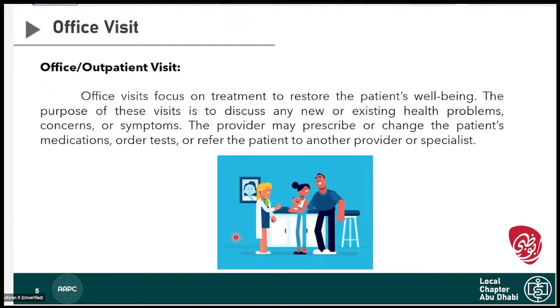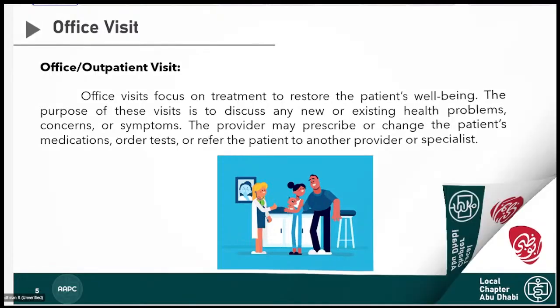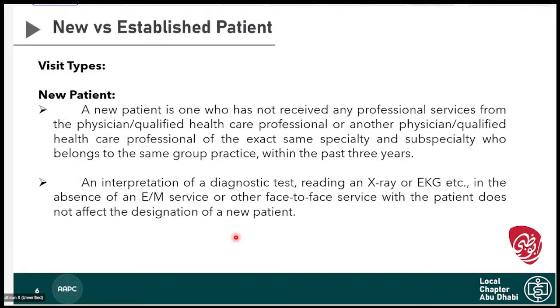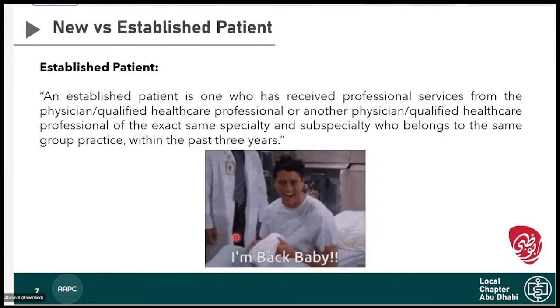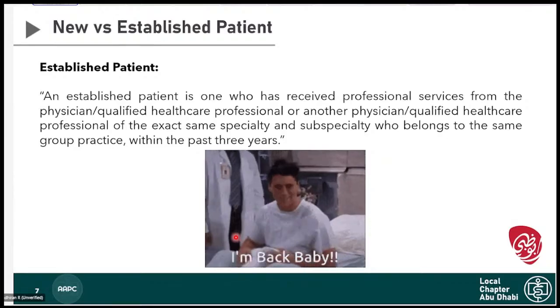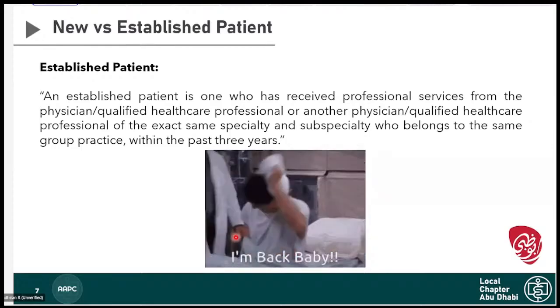So in that office visit, we have two visit types. One is called a new patient, another one is called an established patient. A new patient is a patient who has not received any professional services from the same physician or any other physician of the same group and specialty within the past 3 years. An established patient is a patient who has already received professional services from the same physician, or from a physician in the same specialty group, within the past 3 years.